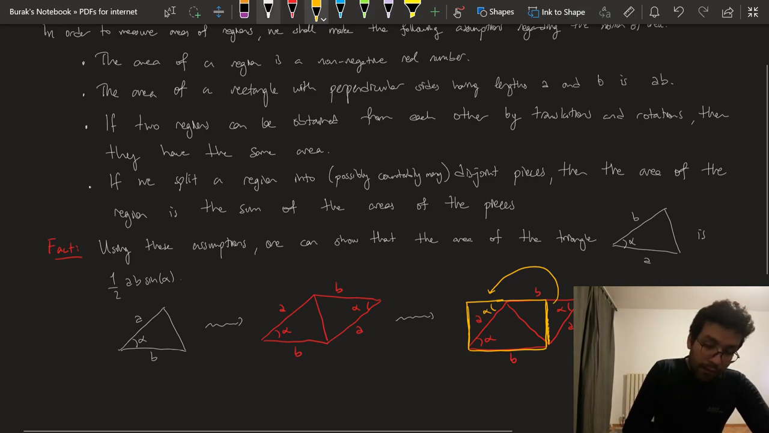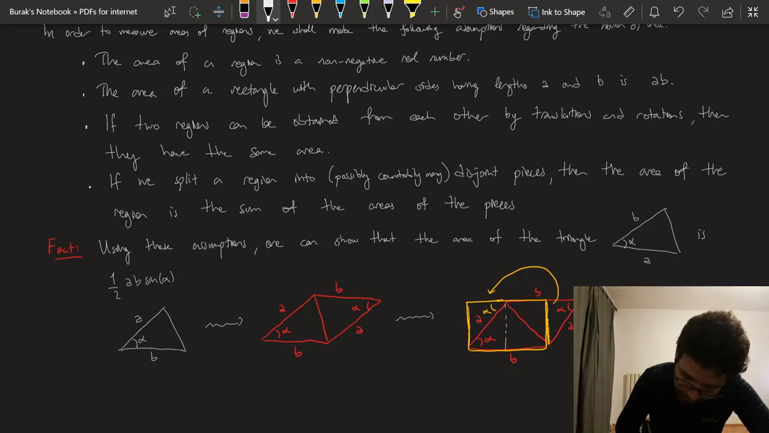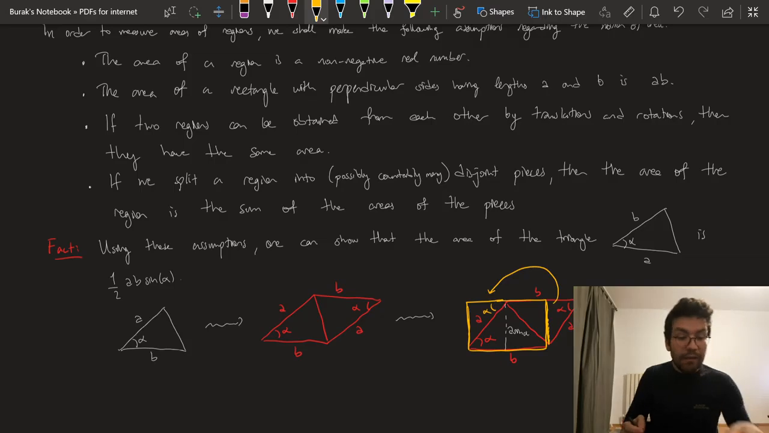Now this length is A sine alpha, so the area of this rectangle by the second assumption is AB sine alpha. And now, by the third and fourth bullet points, the area of this rectangle is the same as the area of the parallelogram, but that's twice the area of the triangle. So the area of the triangle is 1/2 AB sine alpha.